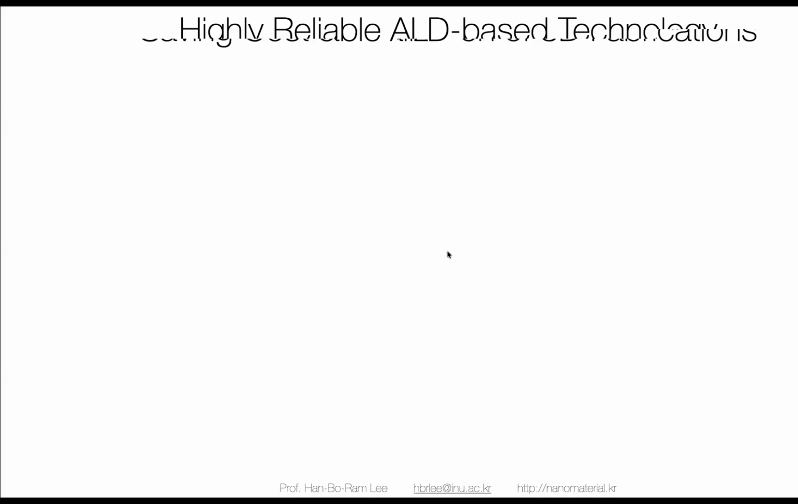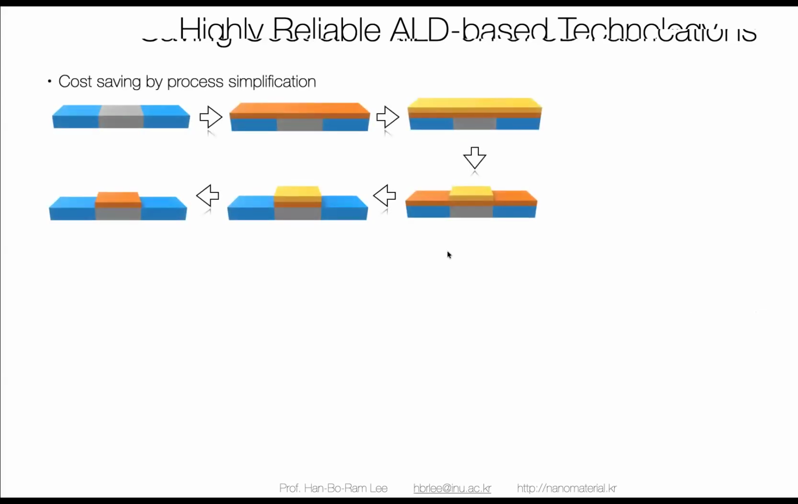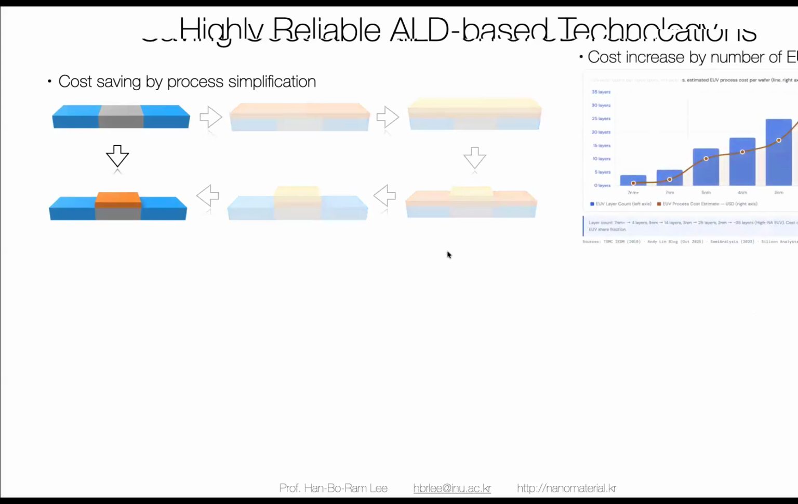So let's think about the saving costs and realization of three-dimensional fabrication. This is the very common 6-step patterning process. They deposit, make a pattern by using photolithography, and then etch it out. If you have selective growth, you can skip these four processes. You can save a lot of money.